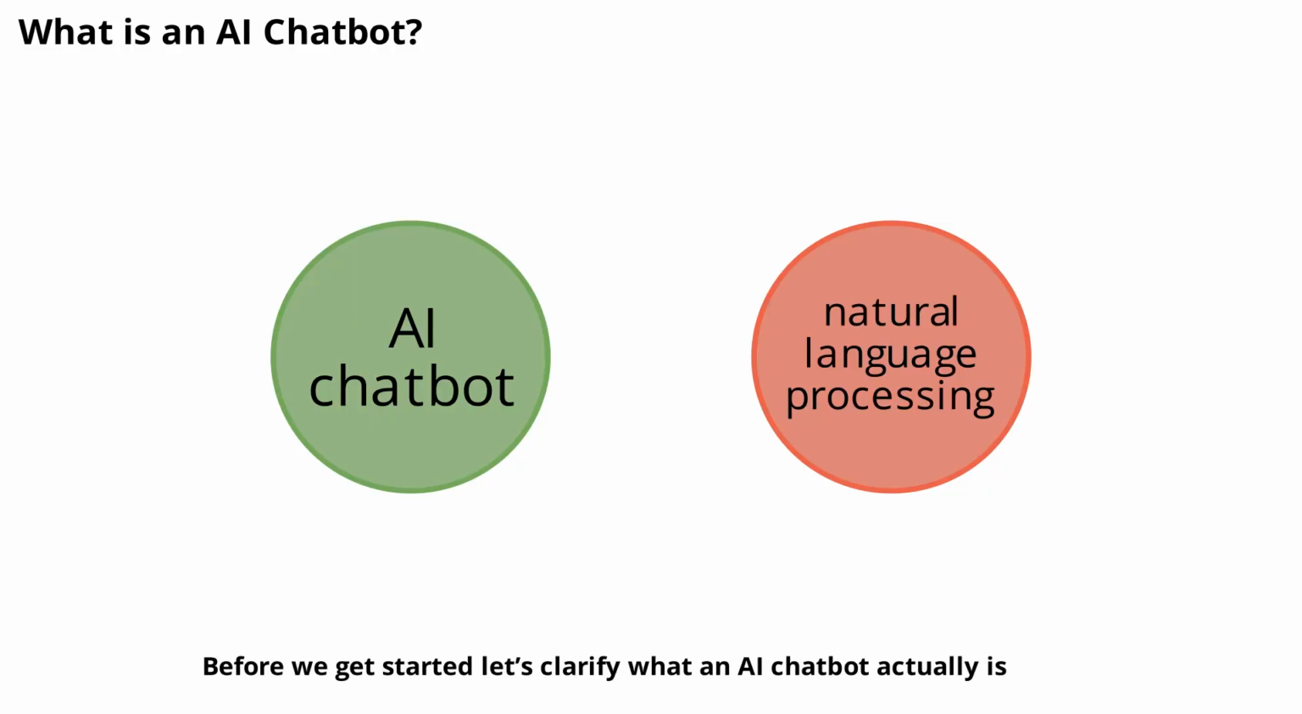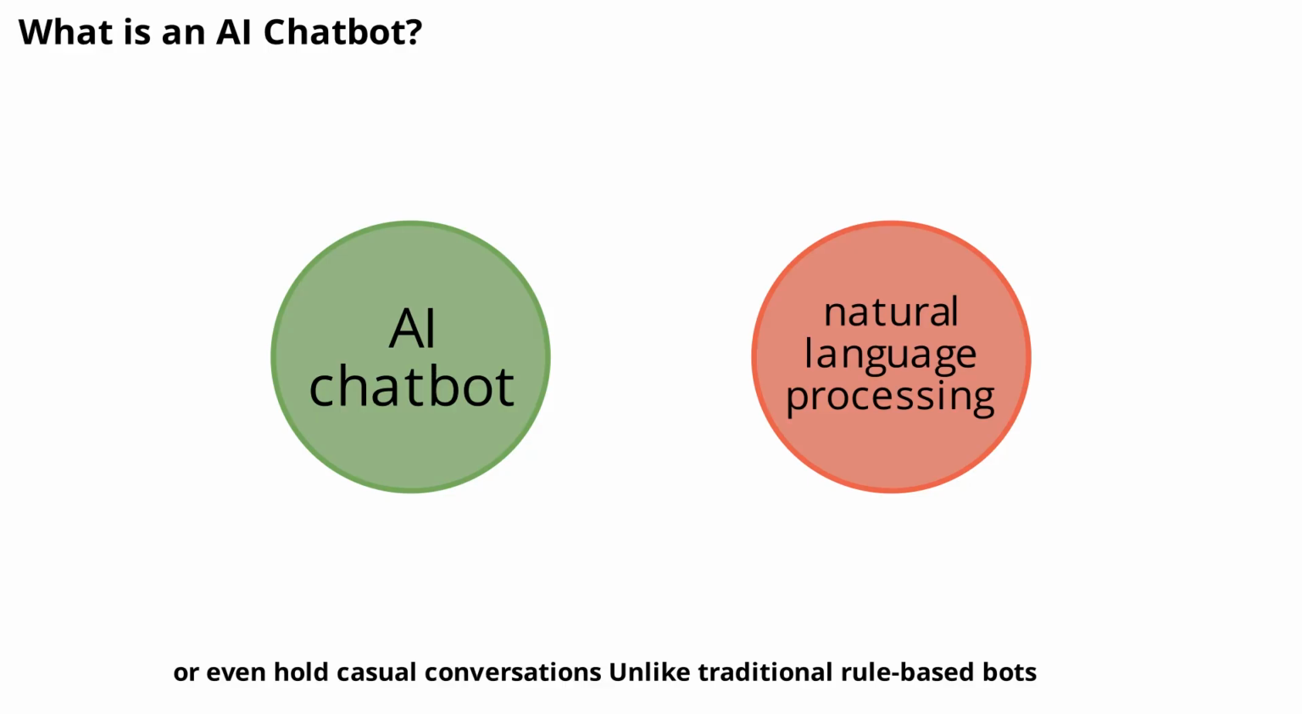Before we get started, let's clarify what an AI chatbot actually is. An AI chatbot is a computer program designed to simulate conversation with human users, often using natural language processing and machine learning. These bots can answer questions, provide recommendations, or even hold casual conversations.